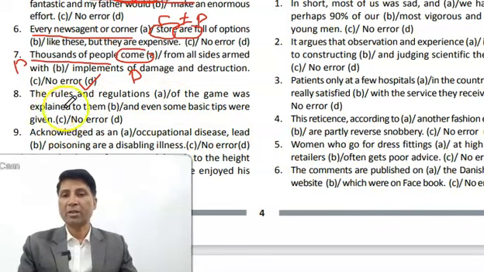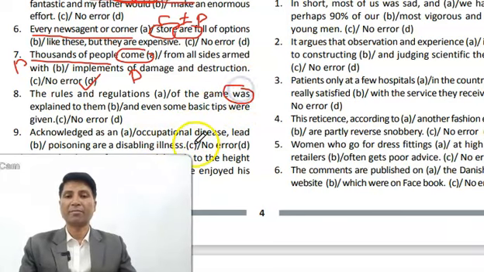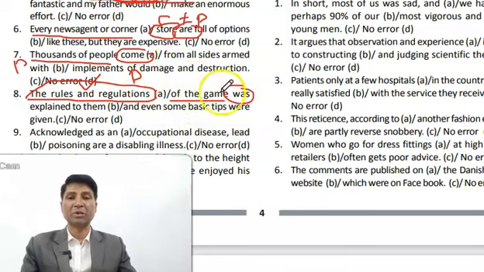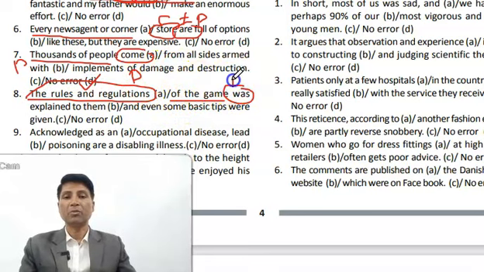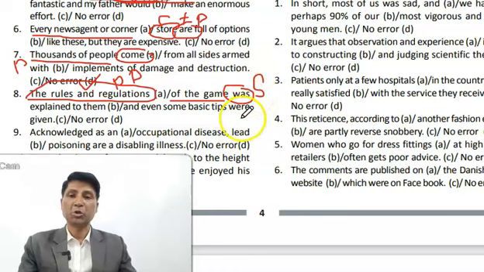Moving on to question number 8. The rules and regulations of the game was explained to them and even some basic tips were given. What is the finite verb over here? Was. What is the subject? Rules and regulations. This part is not to be considered because it is a prepositional phrase. Verb is singular here. So here my verb is singular. Because it is singular and my subject is plural, there is a problem in the verb. What should be correct? It should be were.